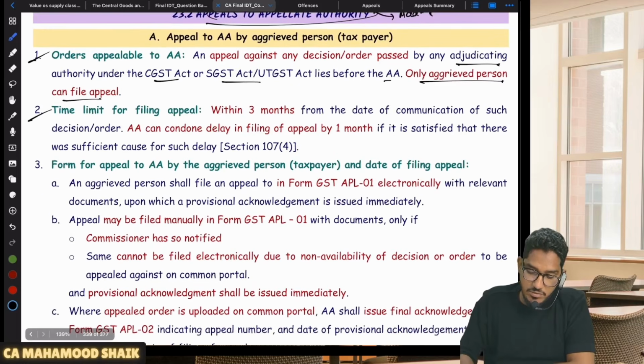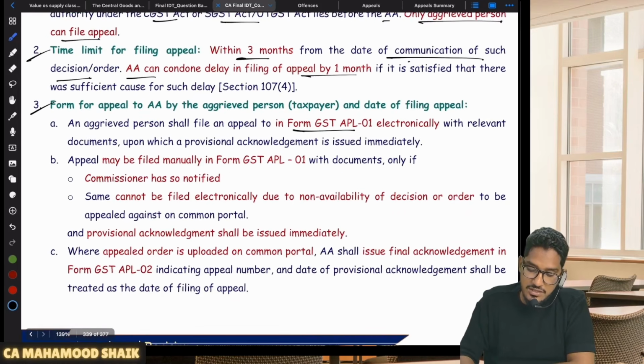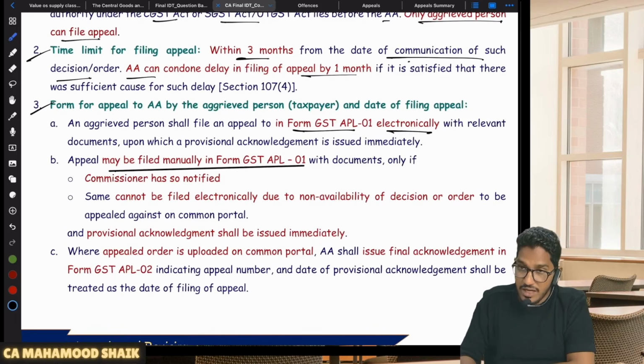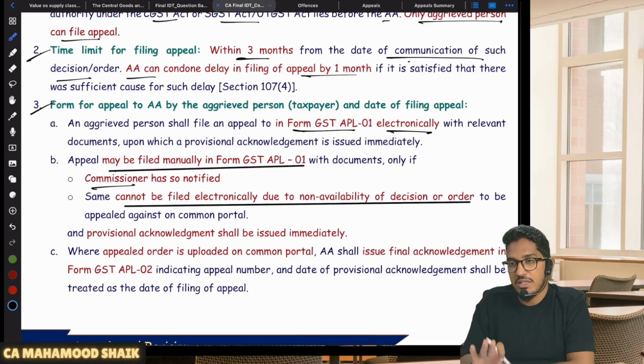Time limit for filing an appeal, what is it? 3 months from the date of communication of such decision or order. The AA can condone the delay by 1 month if it is satisfied. Form for filing an appeal: GST APL 01, electronically. But I have told you manual submission is also permitted. The appeal may be filed manually in GST APL 01 if the commissioner has notified, or if it cannot be filed electronically due to non-availability of the decision or order to be appealed against on the common portal. Just remember, APL 01 can be filed electronically or even manually.